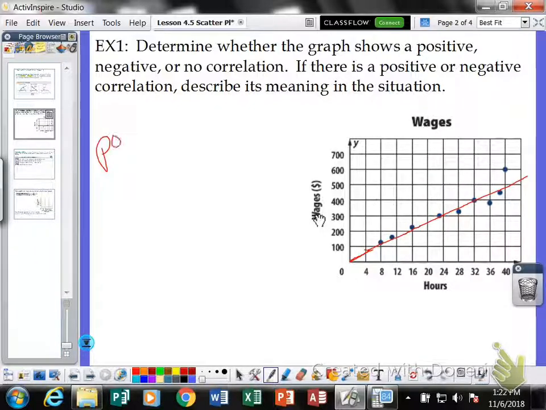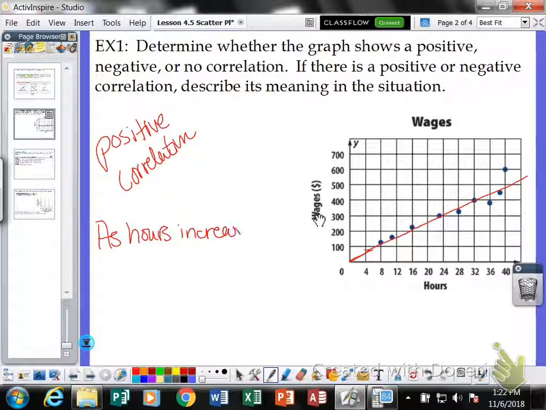But you do notice that it's making a positive slope. So this does have a positive correlation. So what does that mean? If this is a positive correlation, we're saying as hours increase, so do wages. So as your hours increase working, your wages will increase. The more hours you work, the more money you're going to make.